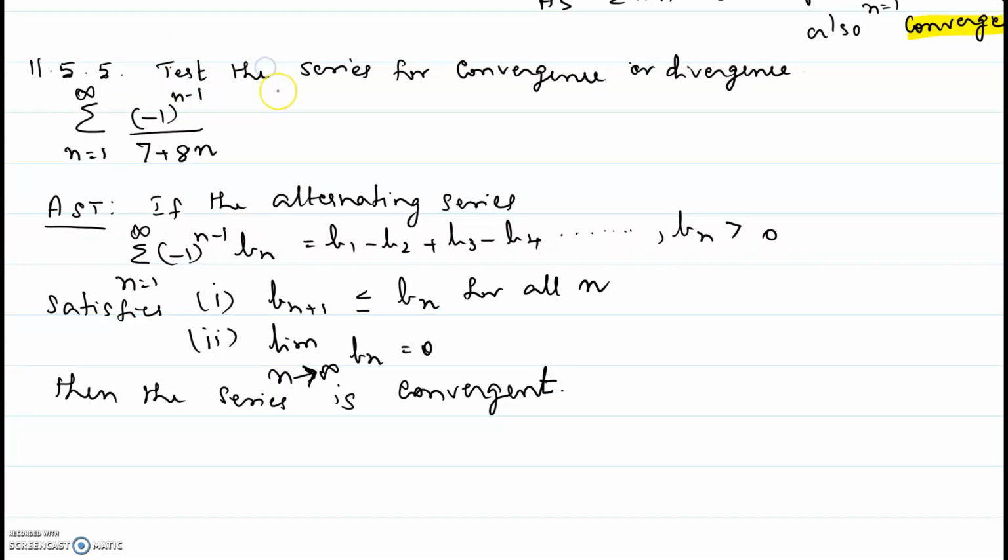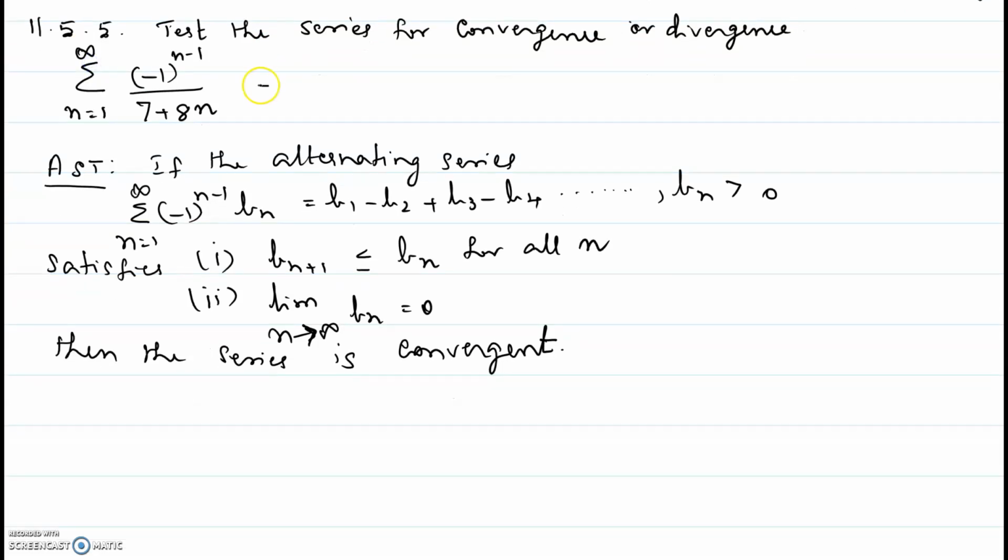Obviously, this series is an alternating series because it has negative 1 to the power of n minus 1. So when you plug in n equal to 1, you get positive. When you plug in n equal to 2, you get negative. So positive, negative, positive, negative, the signs alternate. So it is an alternating series, and it makes sense to apply the alternating series test.